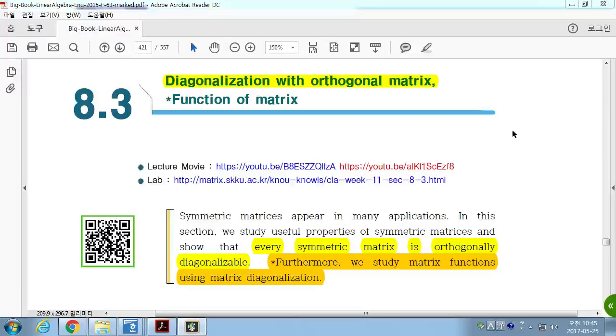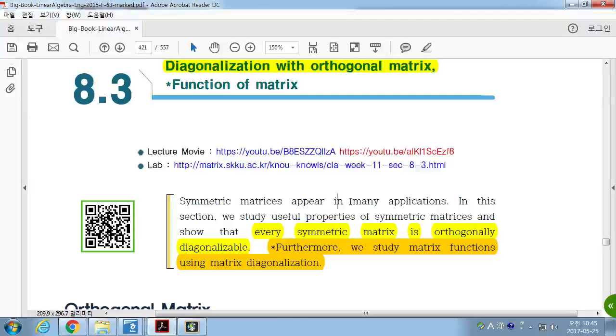Okay. In the last class, we learned how to find the matrix representation of a given linear transformation T with respect to the ordered bases alpha and beta. And in section 8.2, we learned the concept of similarity and how to find the matrix P that makes P inverse AP equal to A prime, which is the matrix representation of the linear transformation T.